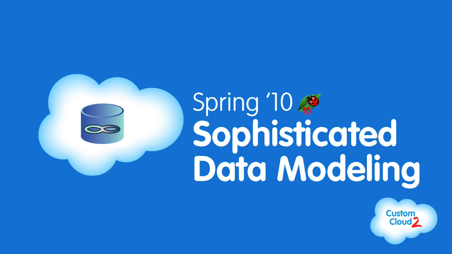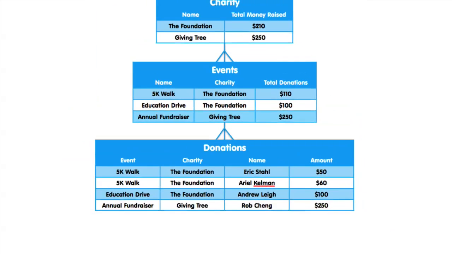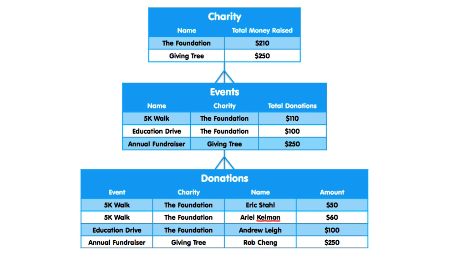In Spring 10, you can easily create sophisticated data models with multi-level master detail relationships. Consider the data model for a charity that conducts multiple events to collect many donations from different people.